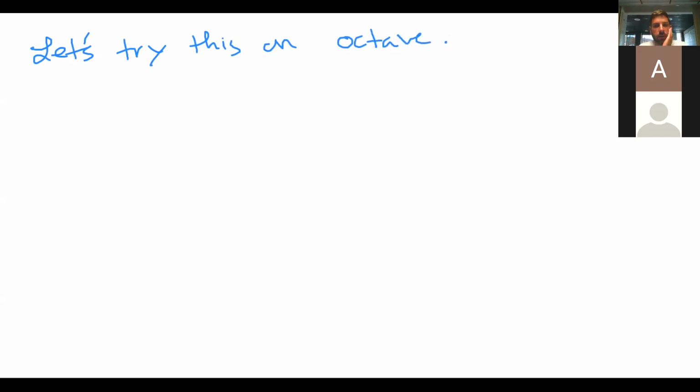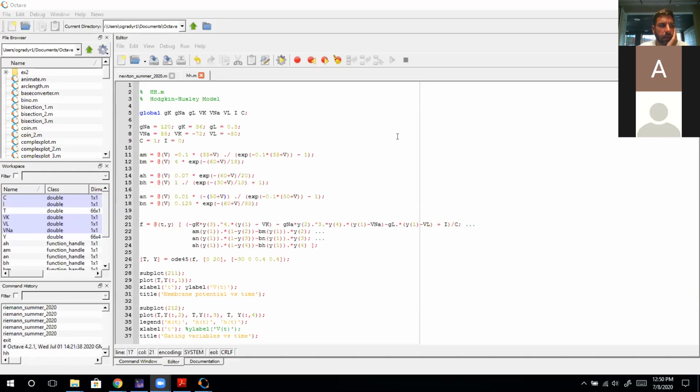So I'm going to pull up Octave. Let's see if I can. So are we seeing Octave right now, everybody? Okay, great. So what I'm going to do is start a new file.